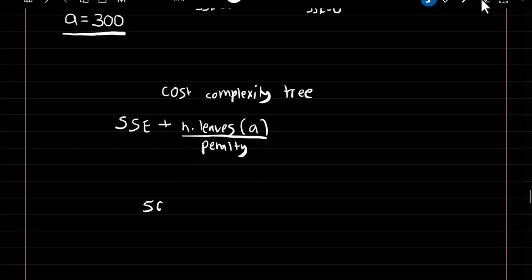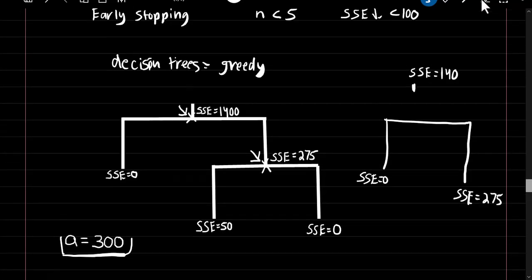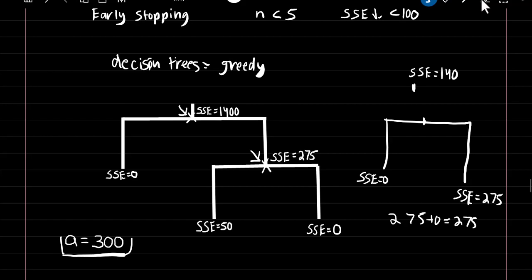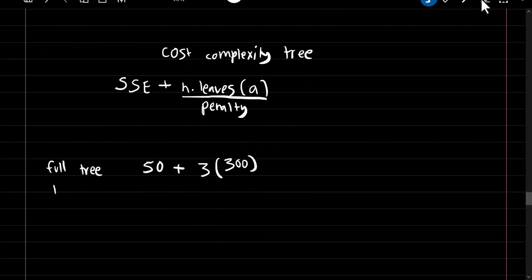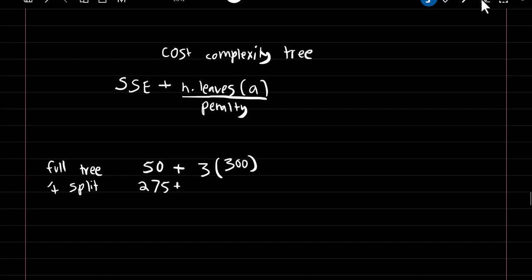So our formula is going to be our sum of squared error plus our number of leaves times our tuning parameter alpha, which here we're saying is 300. So this is going to be our full tree. Now our second option is going to be one split, and we're going to have a sum of squared error equal to 275, and it's going to have 2 leaves. So with one split, we're going to have 275 plus our 2 leaves times 300.